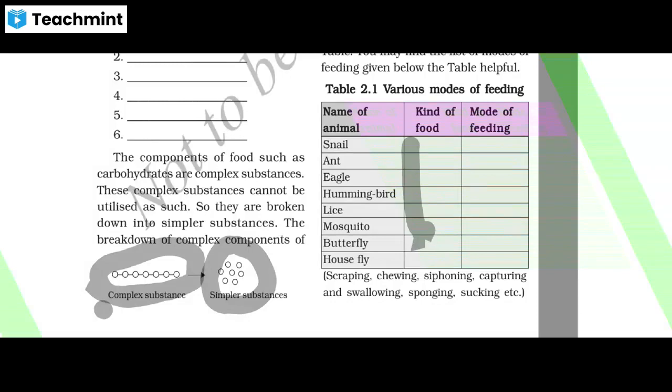So here, children, we are going to discuss that whatever food we consume, when this complex food is broken down into simpler food substances, that is what we call digestion.